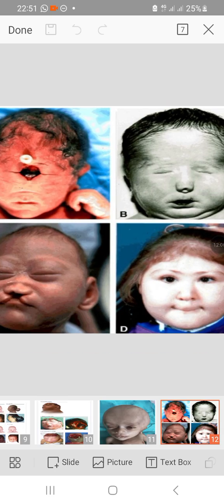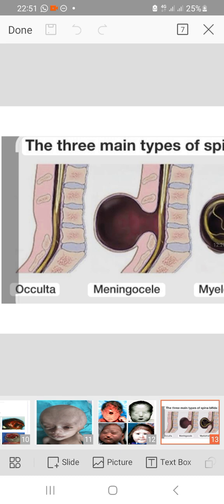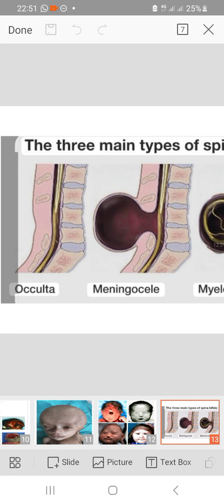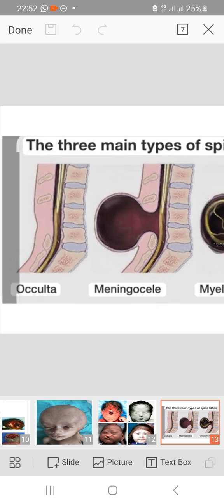Now we go to another defect. Here there are types of spina bifida. So let's talk about the three types of spina bifida. Let's start with occulta. This is hidden spina bifida.